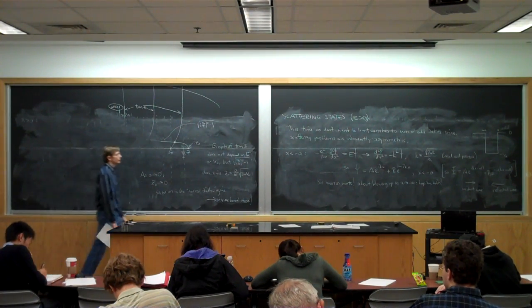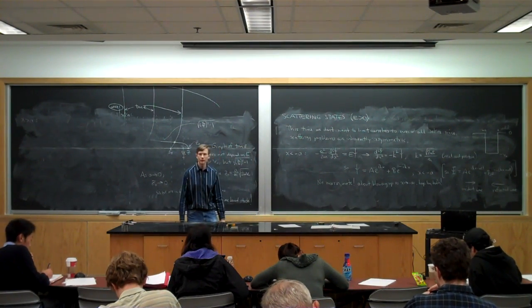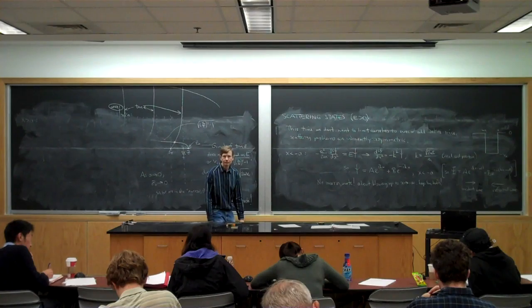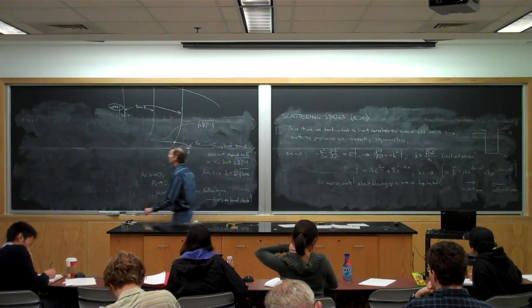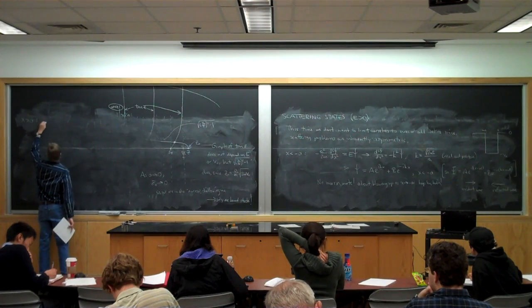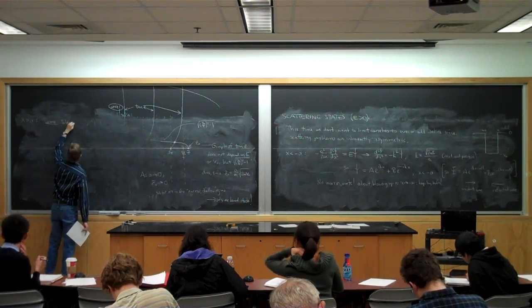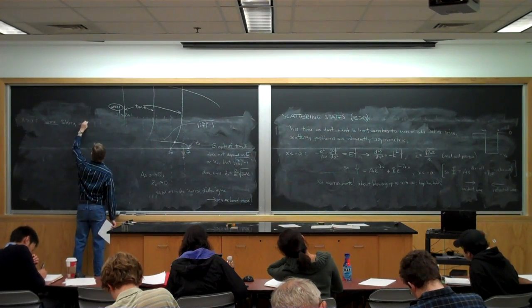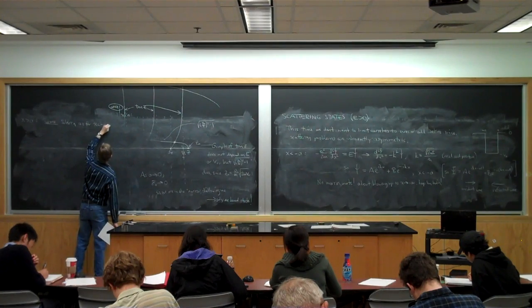So now let's look on the other side. x greater than a. What's the Schrodinger equation on that side? It's exactly the same, because the potential is 0 there as well. Same Schrodinger equation as for x less than minus a.